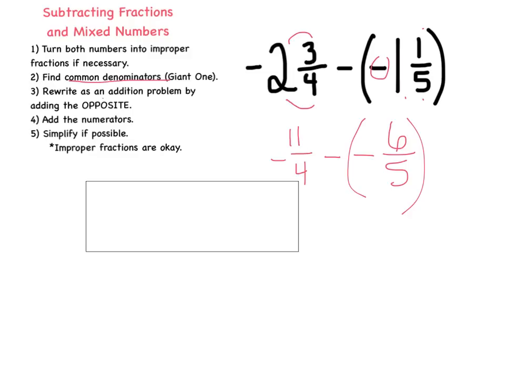So let's see what we need to do to each to get there. So 4 times 5 is 20, so I have to do the same thing to the top. So 11 times 5. And then 5 times 4 is 20, so I need to do the same thing to the top of that fraction, times 4. And then what we're left with is, and now be careful with all your negatives so you don't forget to bring anything down here. That sometimes happens.